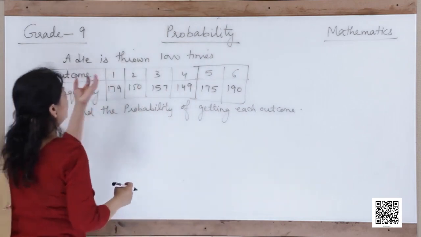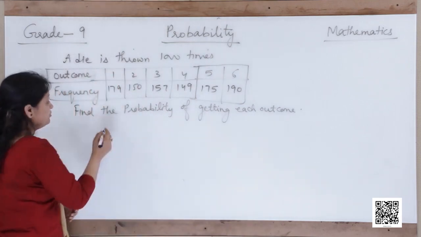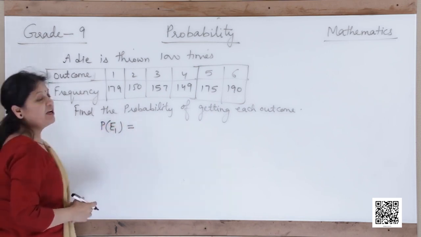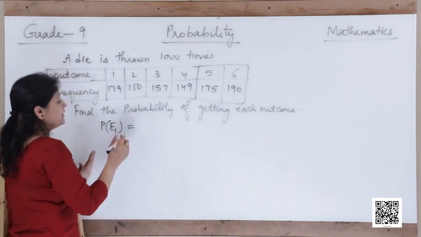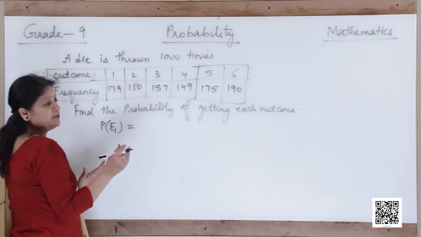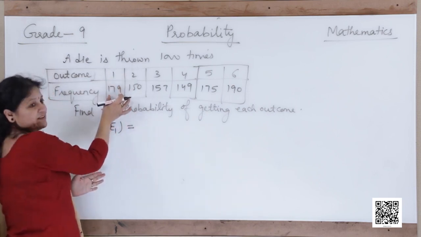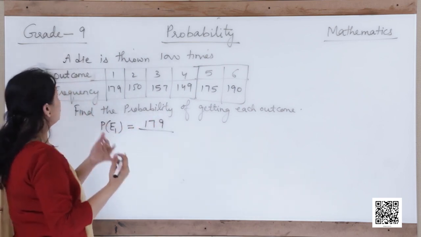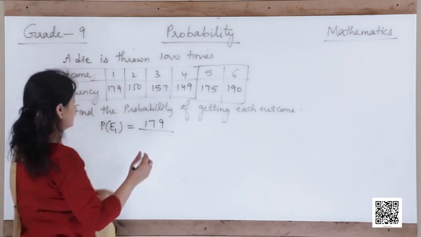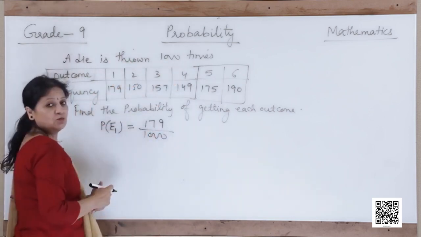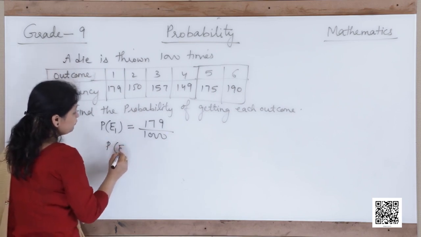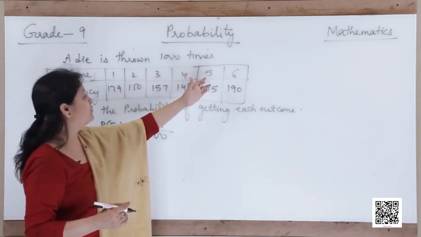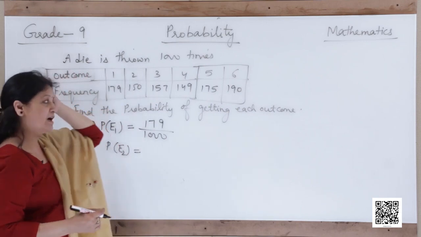So let's take every number as E1, E2, E3, E4 like that. Probability of E1 means probability of getting number 1. How many times number 1 is there? 179 times. So it is 179 by total. How many times totally we have thrown the die? That is 1000 times. So 179 by 1000. Similarly, E2 means number 2 now. E3, number 3, E4 is number 4, E5 is number 5 and E6, let's take it as number 6.